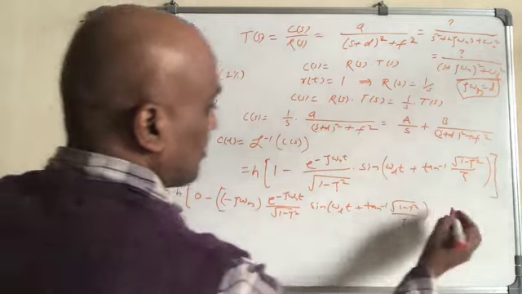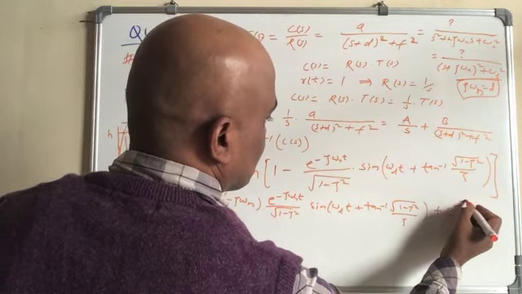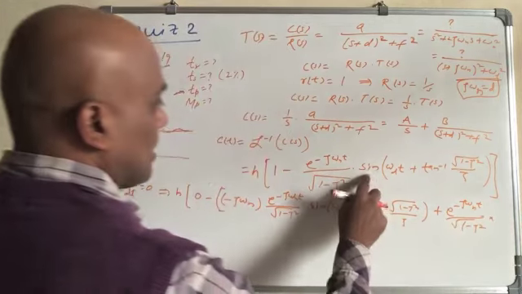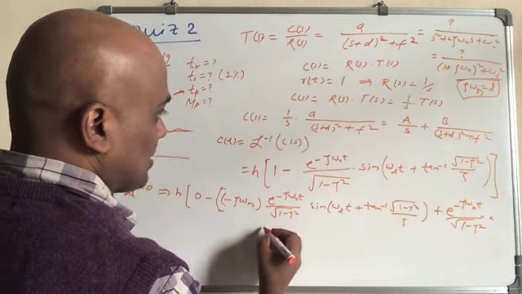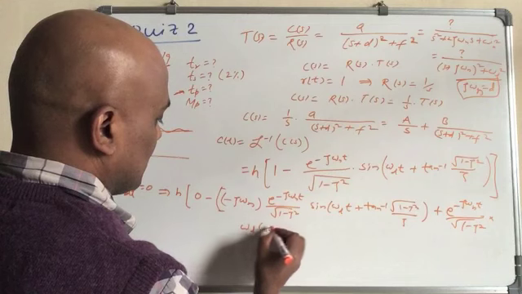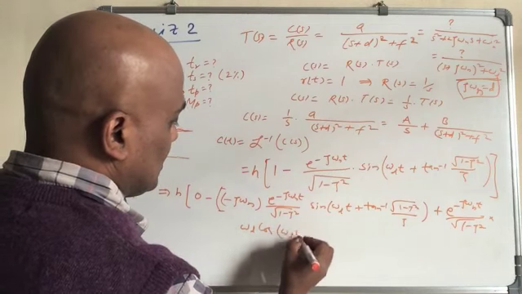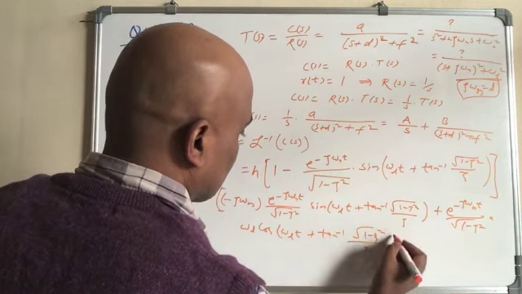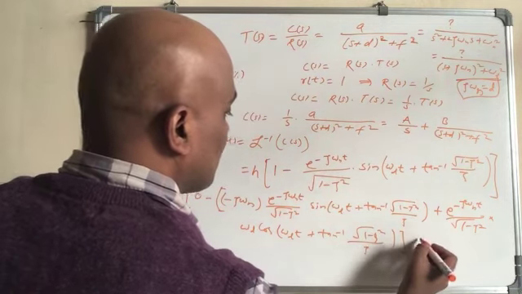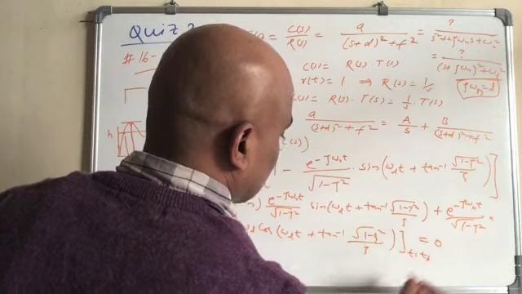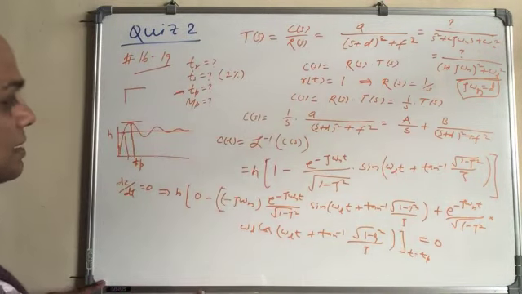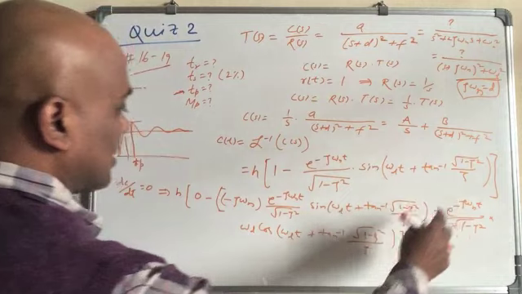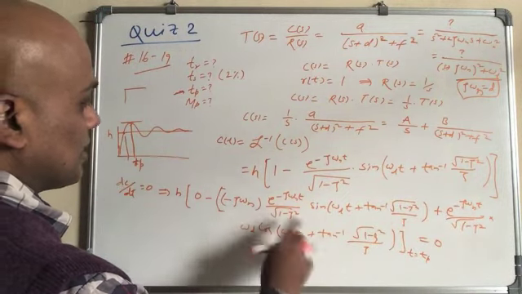And we get plus e to the power minus zeta omega n t divided by root 1 minus zeta square multiplied by the differential of this one, and what is that? That will be cos of omega d t plus tan inverse root 1 minus zeta square divided by zeta. So this whole thing will be equal to 0 at t equal to t_p. Hence we can get rid of this e to the power minus zeta omega n t, here also we have that, so we can get rid of those.